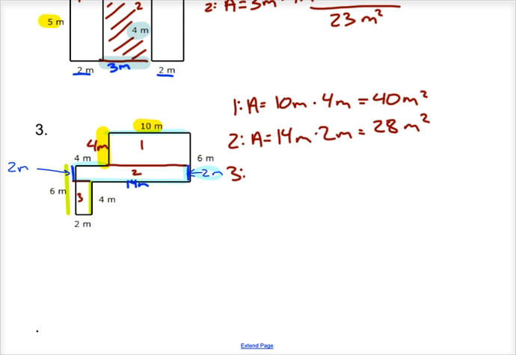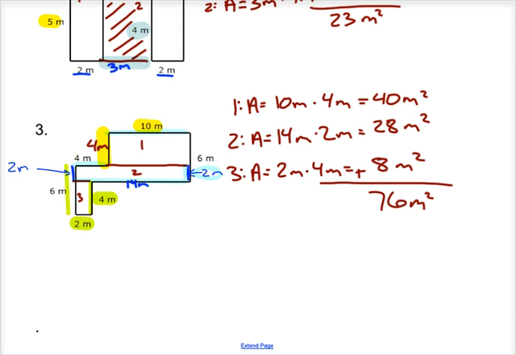All right, up to our third shape. Okay. The third shape. This one looks a little bit nicer, in that if I just look, the base is 2 meters and the height is 4 meters. All the information is right there. So 2 meters times 4 meters equals 8 meters squared. Now if I want to find the area of the whole shape, I just total up all the areas. So 40, 28, and 8 is 76 meters squared.